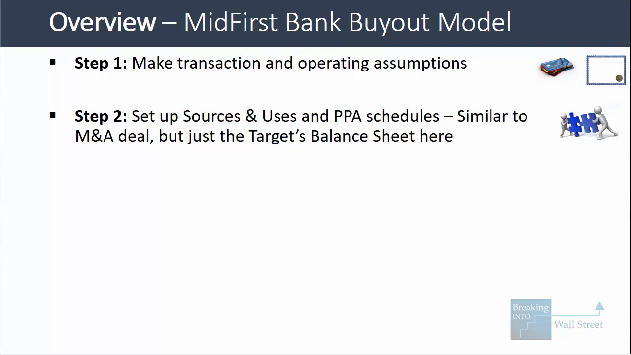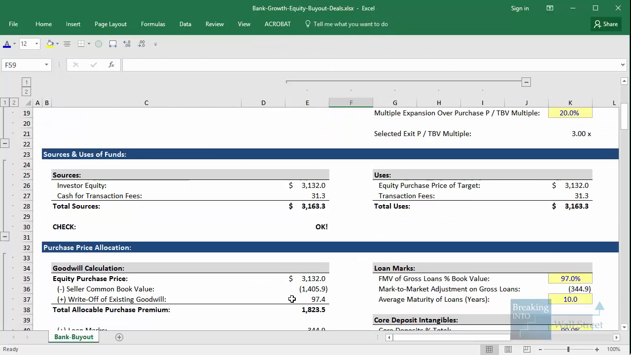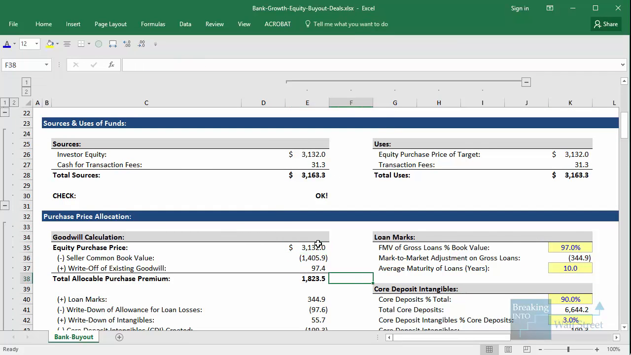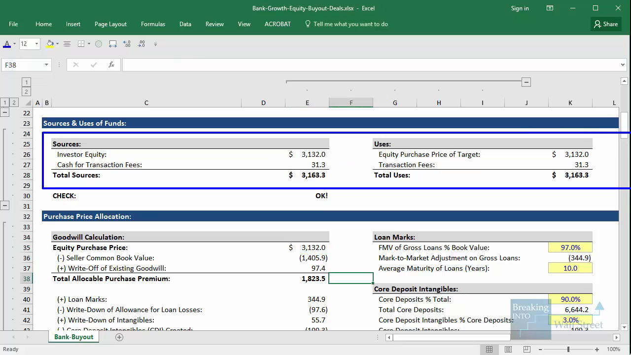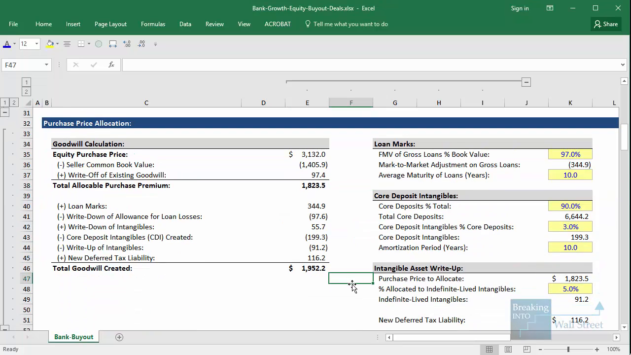Step 2 is to set up a sources and uses and purchase price allocation schedule. It's very similar to what you do in an M&A deal, but we just have one company to worry about here. Now, sources and uses in a bank buyout or growth equity deal is pretty simple because you're just paying for the equity of the bank and possibly for transaction fees. Under purchase price allocation, for a growth equity deal, you wouldn't do much of anything here.